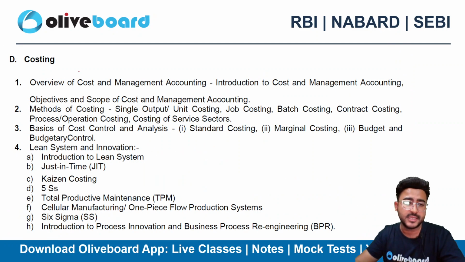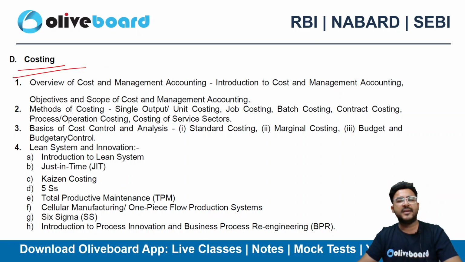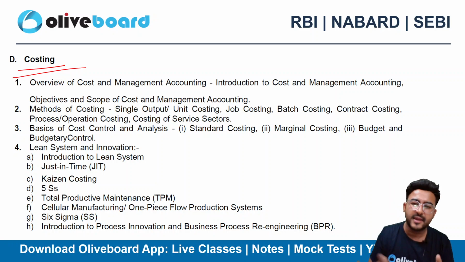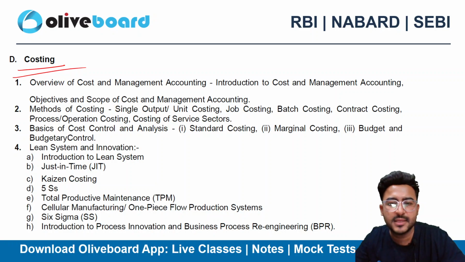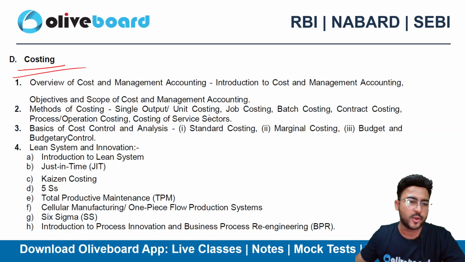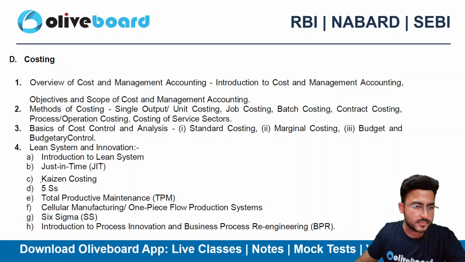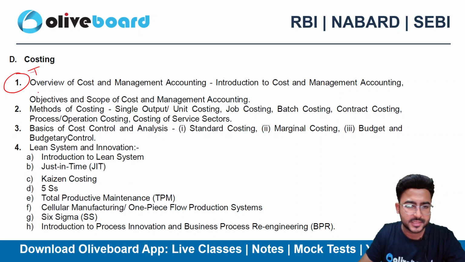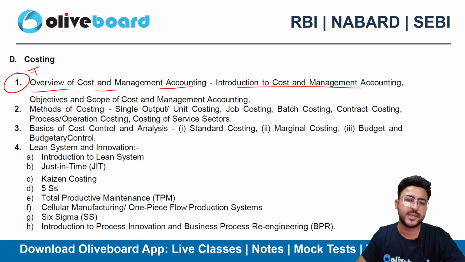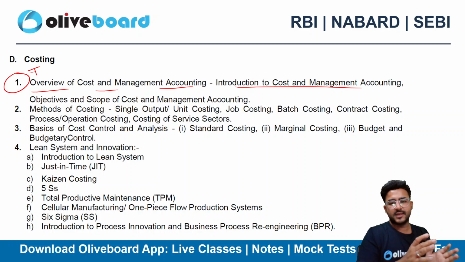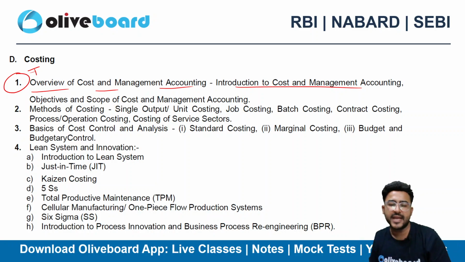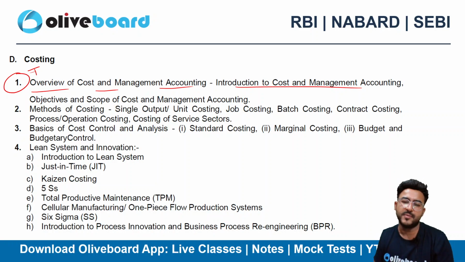If I talk about costing, we think that it is a practical subject. However, when you see the syllabus, when you start studying this particular subject, this is majorly a theory topic, right? This first topic is a complete theory topic. This is overview of cost and management accounting, introduction to cost and management accounting, right? Objective, scope. So you need to know here what is cost accounting, what is management accounting, what is financial accounting. You need to know the differences as well between them.